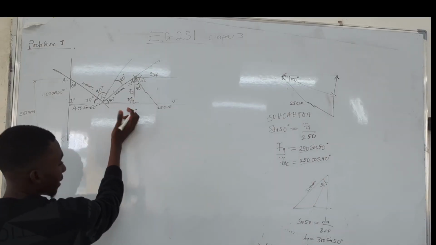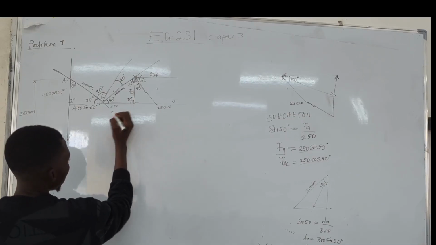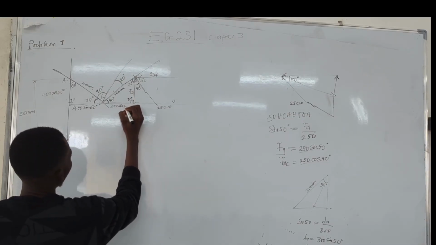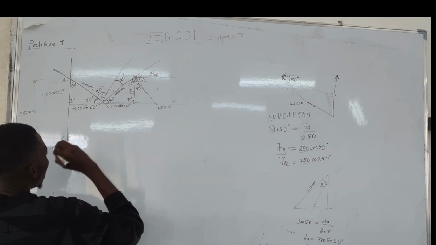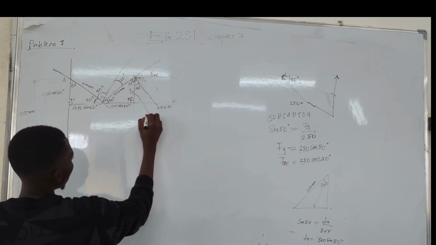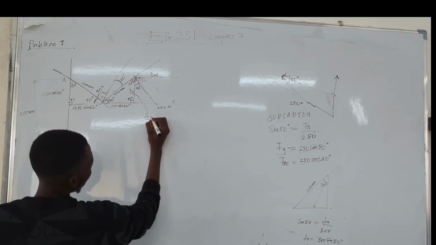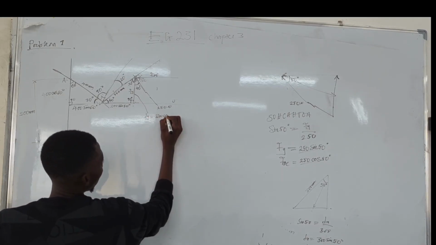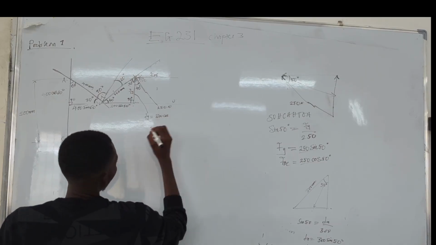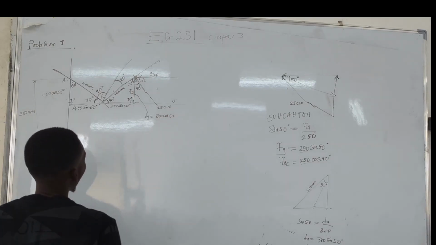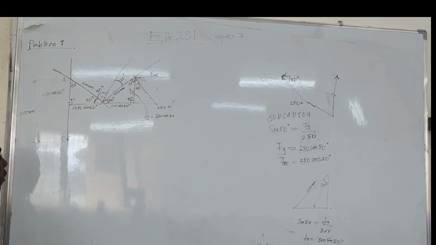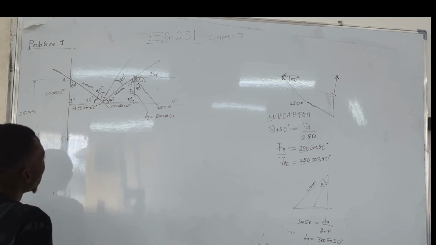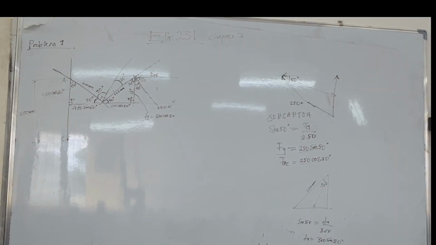So the distance in the x is what? 300 sine 50 degrees, and the distance in the y is 300 cos 50 degrees. Okay, 300 cos 50 what? Degrees. Okay, and yeah, that is it.